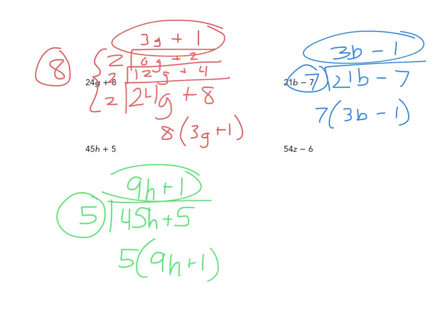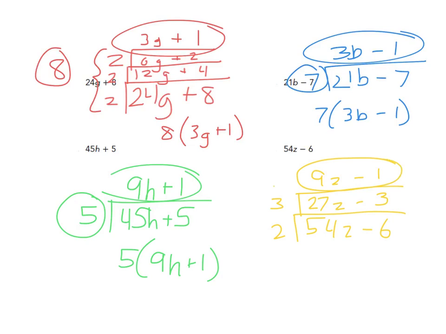And our last one, 54z minus 6. I think I could divide them by 2. That's 27z minus 3. And I think those can be divided by 3. That's 9z minus 1. Okay, so that's the smallest group I can make, but it's 6 groups of them. So it's 6 groups of 9z minus 1.